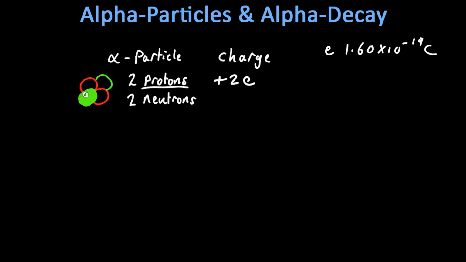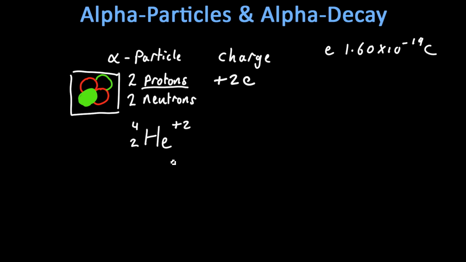But you might have already noticed that this alpha particle looks very similar to the nucleus of a helium atom, minus the electrons. And we can write this alpha particle like this. So we have the element helium with a charge of positive 2e.